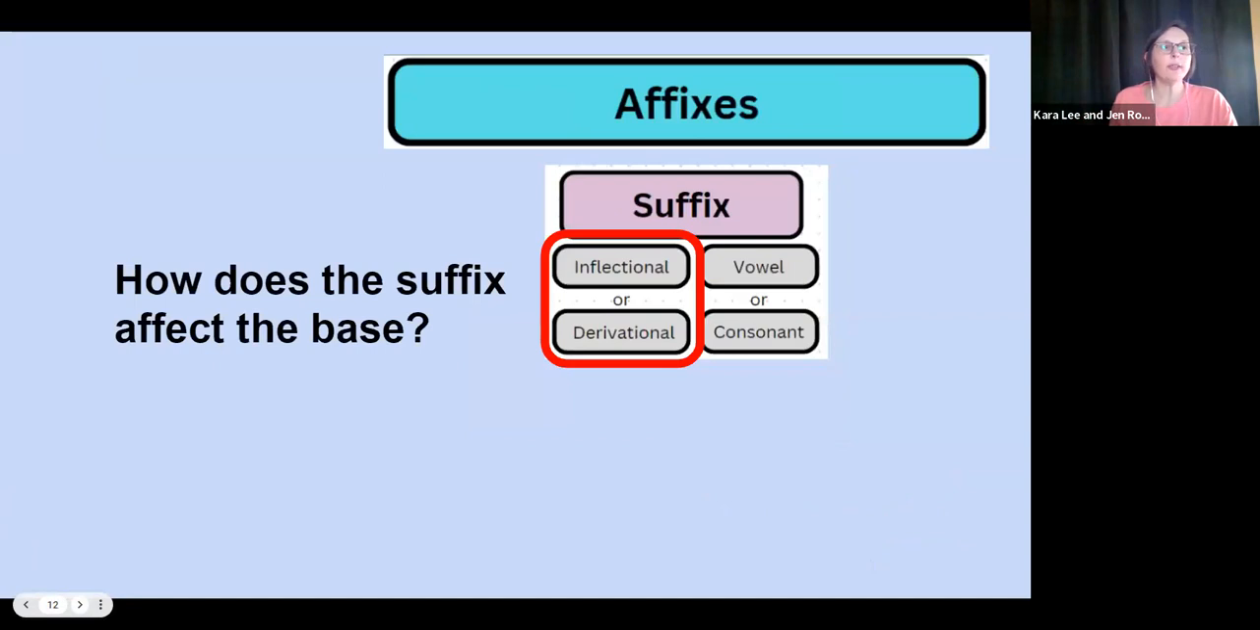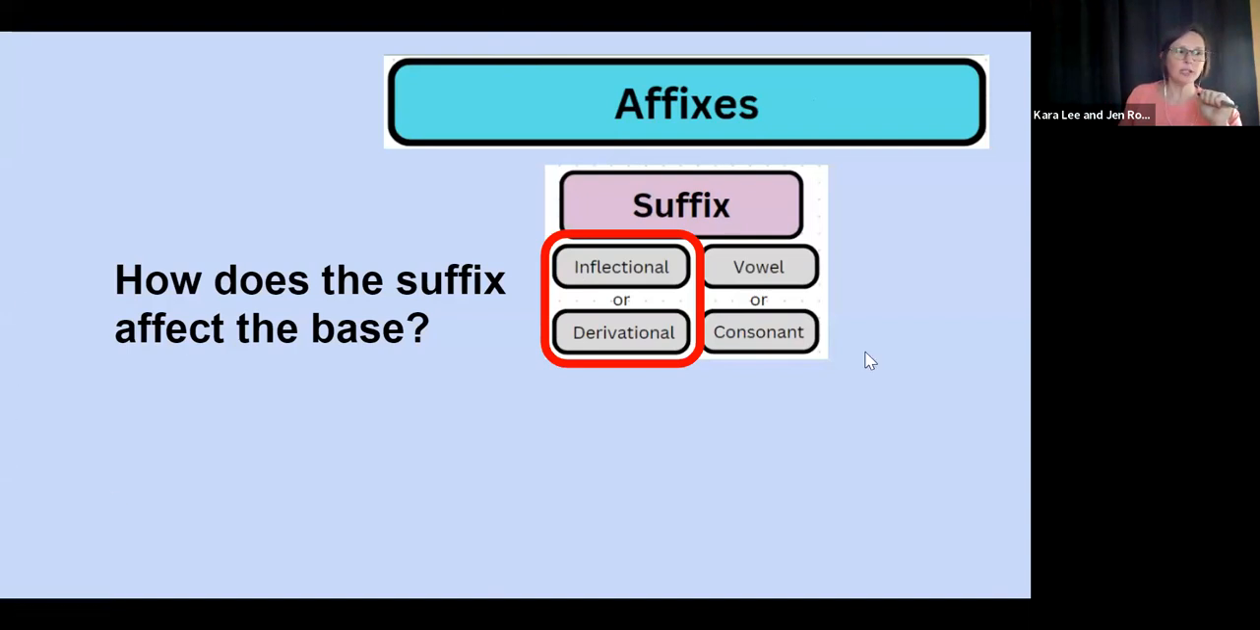All right, and then the other way that we classify suffixes is in terms of how they affect the base. Earlier, if you remember, we said that a morpheme was a unit of language that has a meaning or a grammatical function. Remember that definition? I'm sure you do. So some suffixes affect a base in one particular way, and other suffixes affect the base in another way. So we call those things inflectional or derivational.